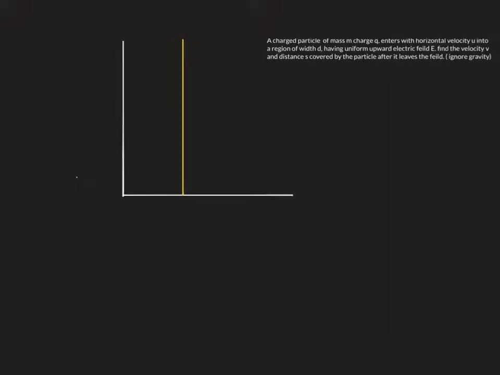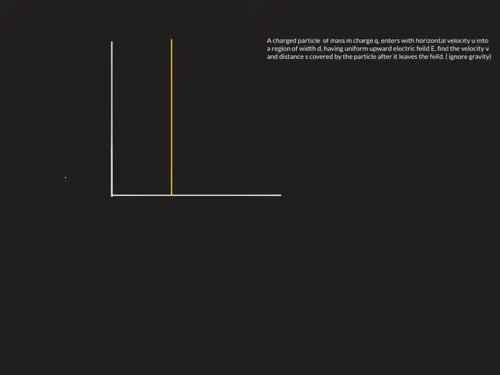Okay, so this is the question. A charged particle of mass m, charge q, enters with a horizontal velocity u into a region of width d having a uniform electric field. Find the velocity v and distance covered by the particle after it leaves the field. Ignore gravity.